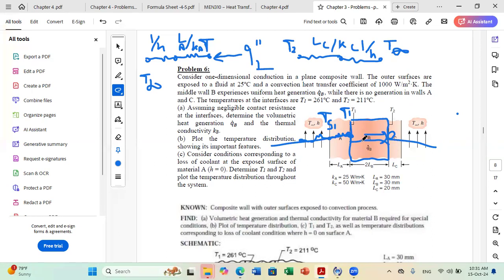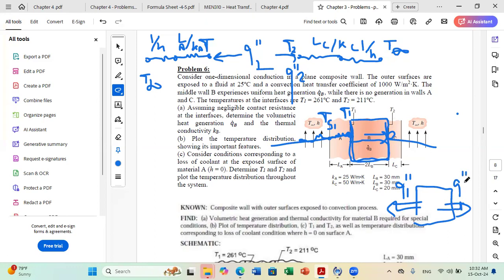But how to connect the ideas? Q second 1 and Q second 2 are coming from which material? From material B, right? Okay. So what is happening is that material B is evacuating heat from two sides. One part it is evacuating to material A, which is what we call Q second 1, and one part to material C, which is Q second 2.